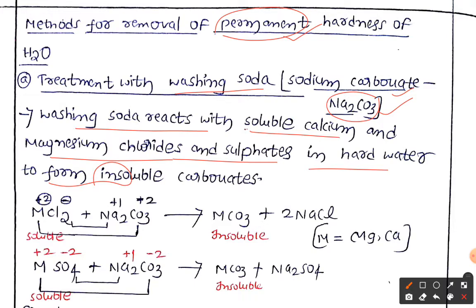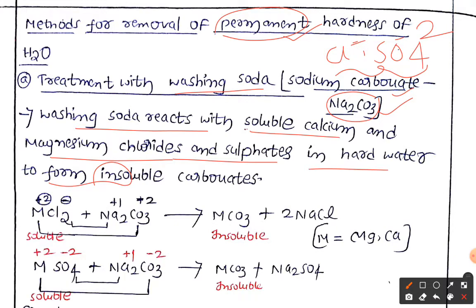Here we already came to know that permanent hardness of water is because of the presence of chlorides and sulfates. If bicarbonate is there, it is temporary. If chlorides and sulfates are there, it is permanent. So now you are going to remove chlorides and sulfates, treating with washing soda.